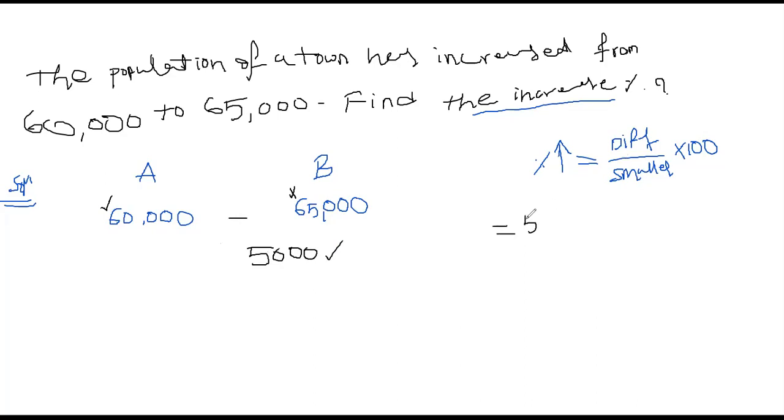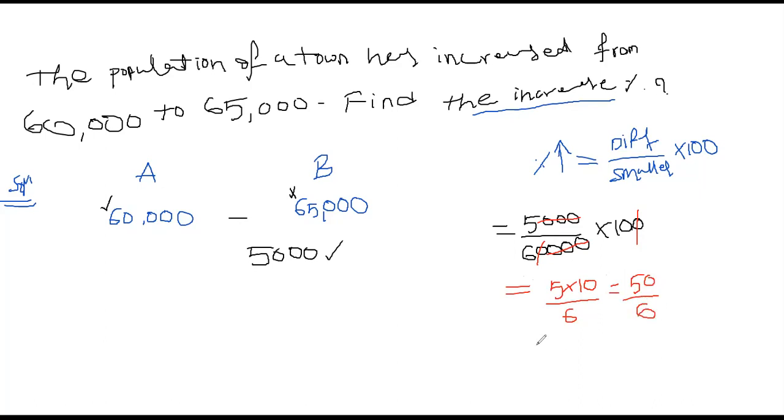Difference is 5,000 by the smaller number, 60,000, into 100. You can cancel the zeros in the numerator and denominator. Here three zeros are cancelled, then one more zero is cancelled. The numerator is 5 into 10, only one zero, and the denominator is 6. 5 into 10 is 50 by 6.